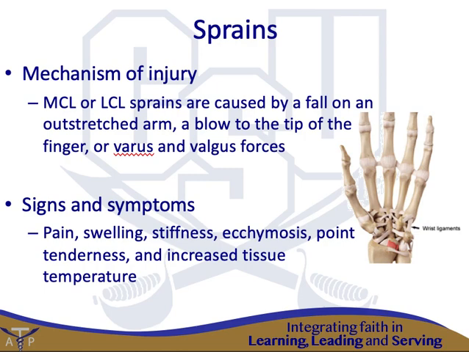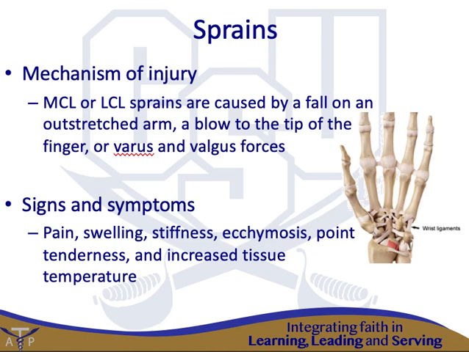Again, like the elbow, the medial collateral and lateral collateral sprains occur due to varus and valgus types of forces. When we look at mechanisms, we know that an athlete can fall on an outstretched arm.